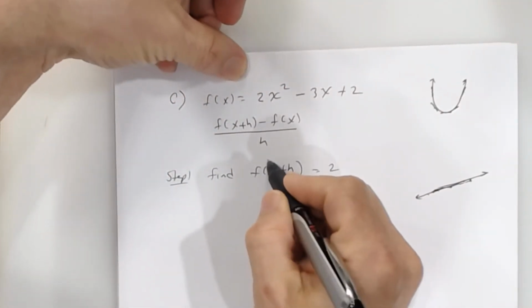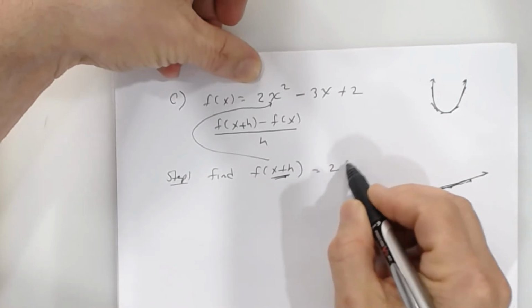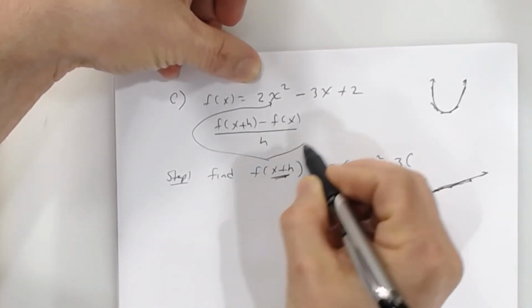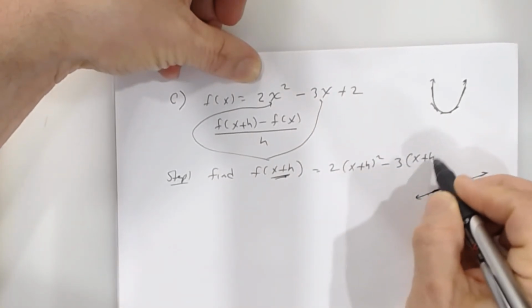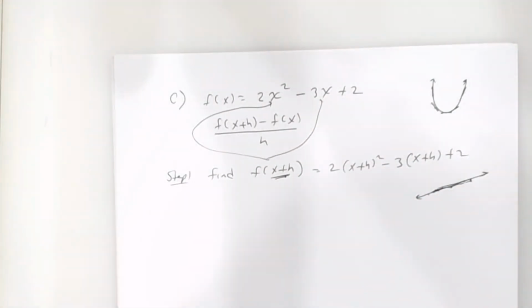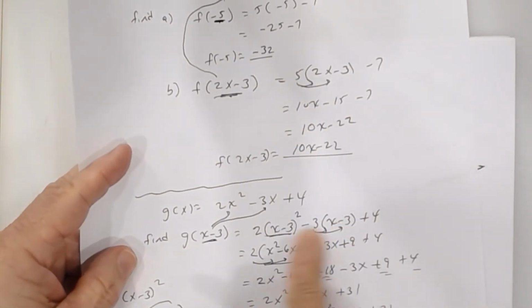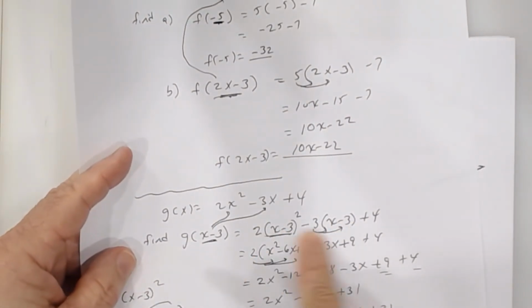So here we go. 2 times what? x plus h squared. Minus 3 times what? x plus h. And then what? Plus 2. It looks just like this one. Make sure you compare the two.